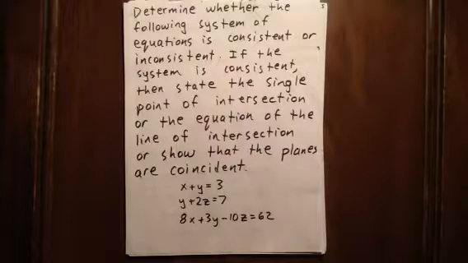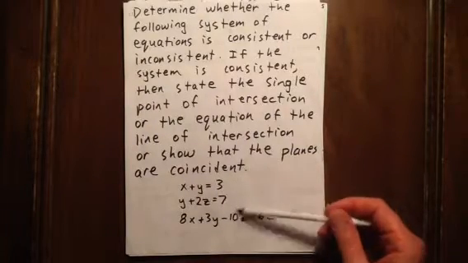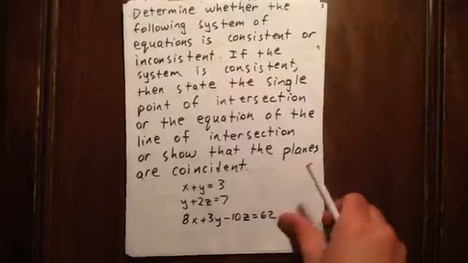In this question, we want to determine whether the system of equations shown is consistent or inconsistent, and once we make that determination, more specifically, we can determine which of 8 possible scenarios it is. So these are the equations of our 3 planes.